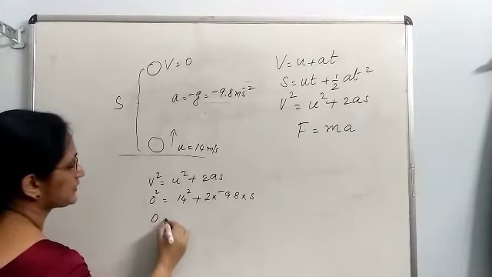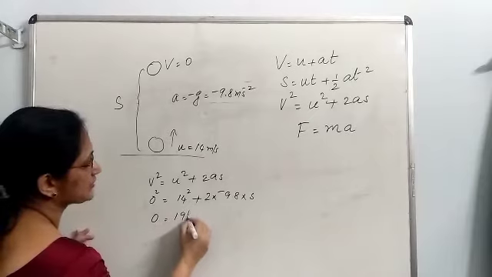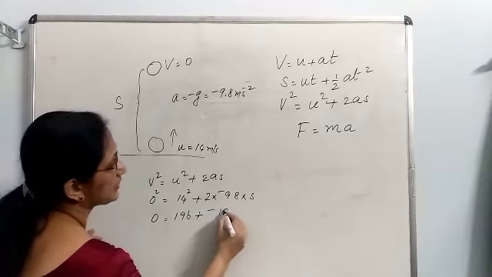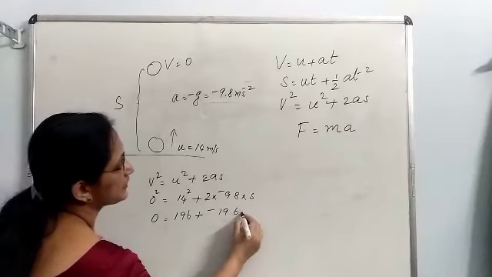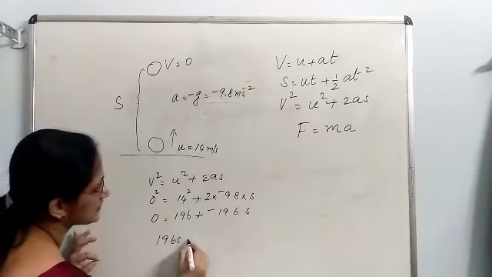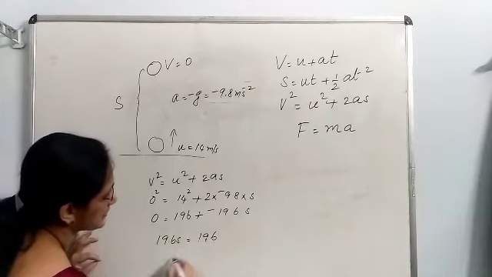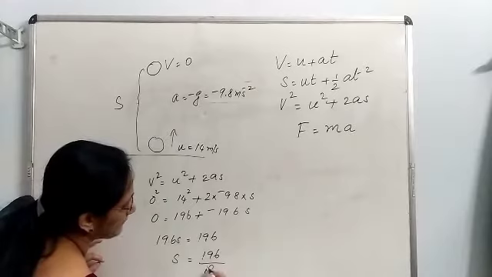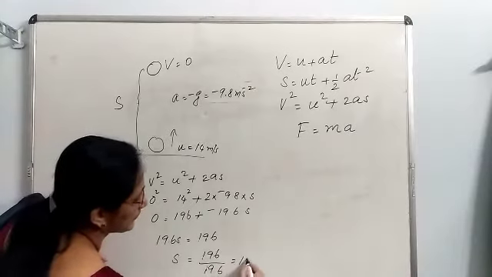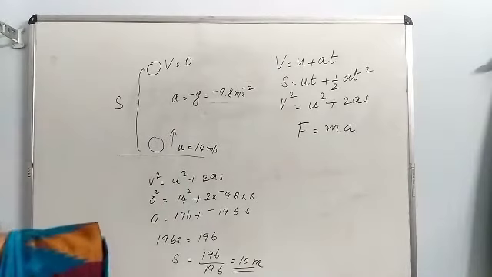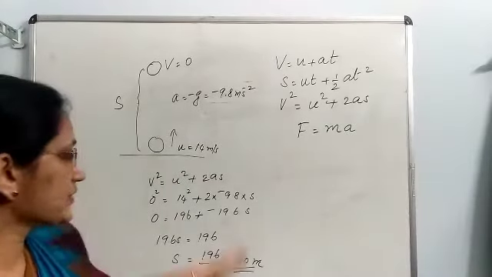Then let us proceed. 0, 196, 14 square minus 19.6 into s. So 19.6 s is equal to 196, and s is equal to 10. So the maximum distance reached by the body is 10 meter.